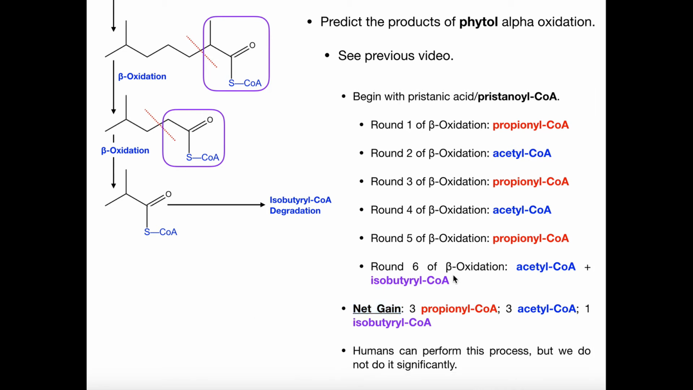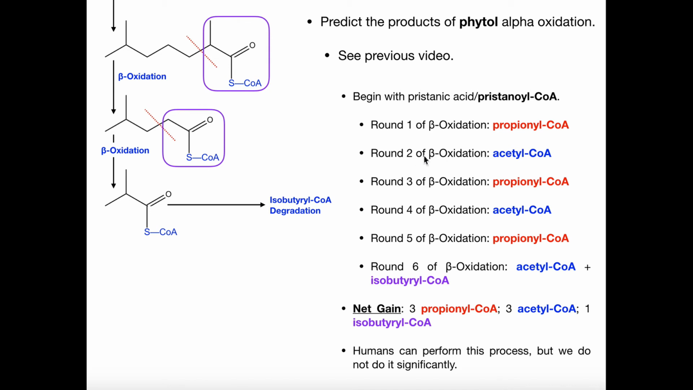If we look at what we got from round 1, here's a propionyl-CoA. I guess we can count those up. We have 1 propionyl-CoA in round 1, another in round 3, and another in round 5. That gives us a net gain of 3 propionyl-CoA. Those will go, as I mentioned, into a separate catabolic pathway, which will end with the production of succinyl-CoA, which can then go into the citric acid cycle.